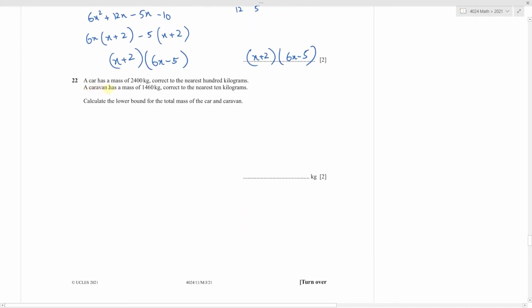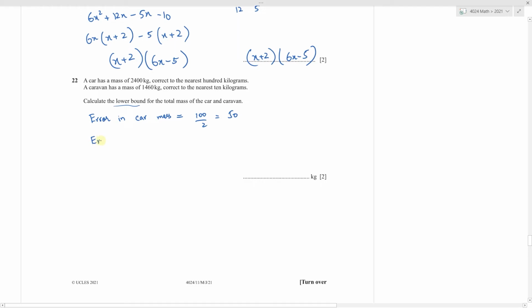Question number 22 is a car has a mass of 2400 kg, correct to the nearest 100 kilograms. Caravan has a mass of 1460 kg, correct to the nearest 10 kilograms. Calculate the lower bound of the total mass of the car and the caravan. So let's first find the errors. Error in car mass. So error will be it's nearest to the 100 kilograms. So 100 divided by 2, which is 50.